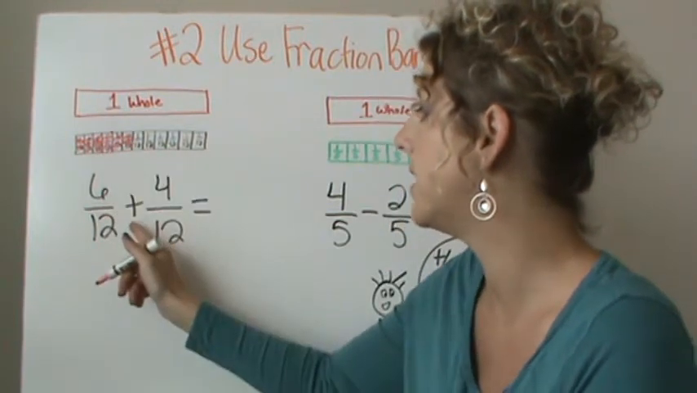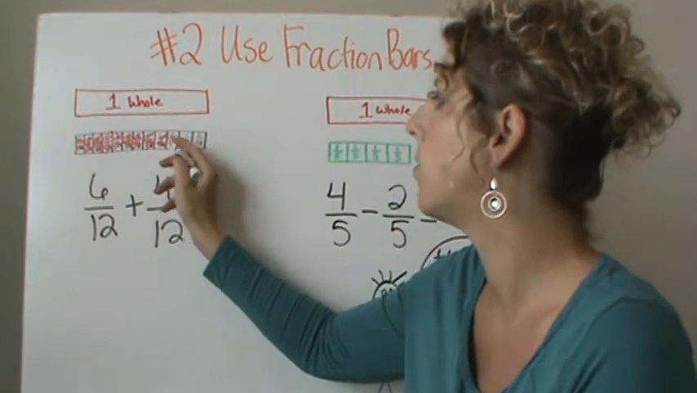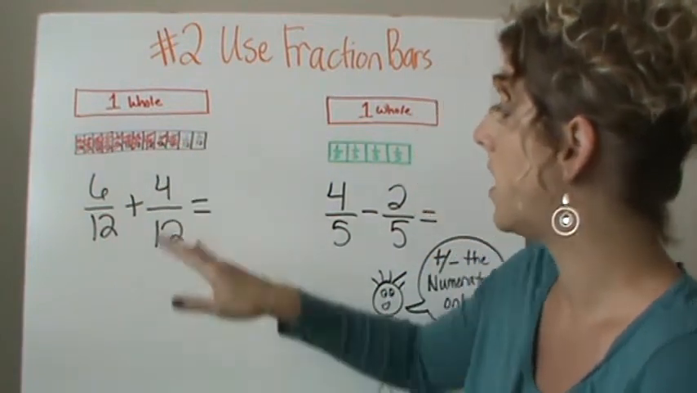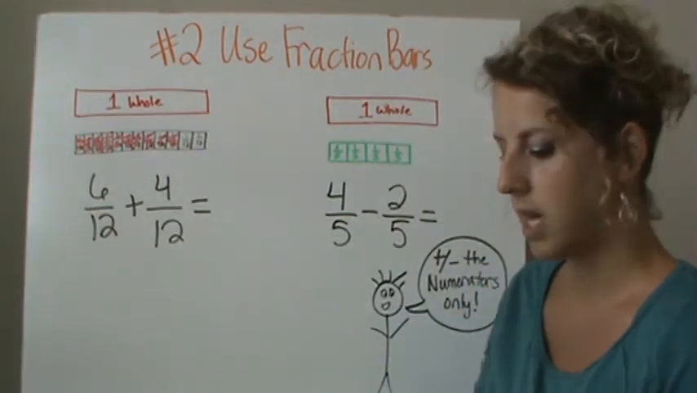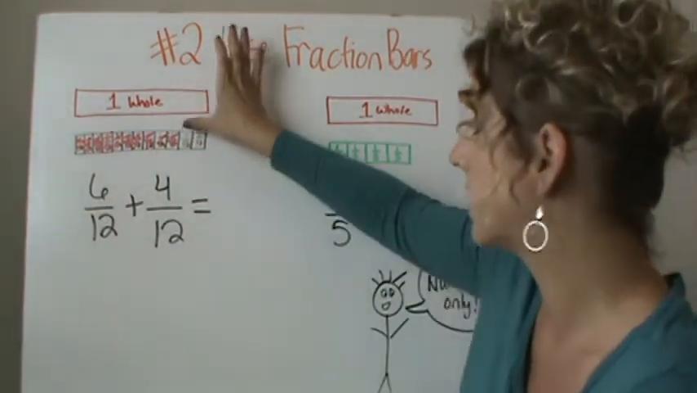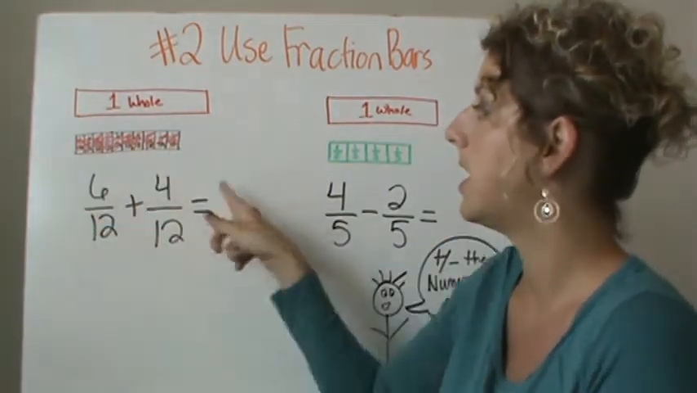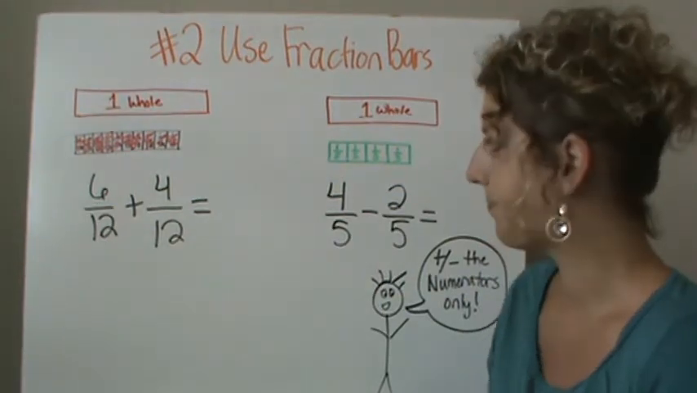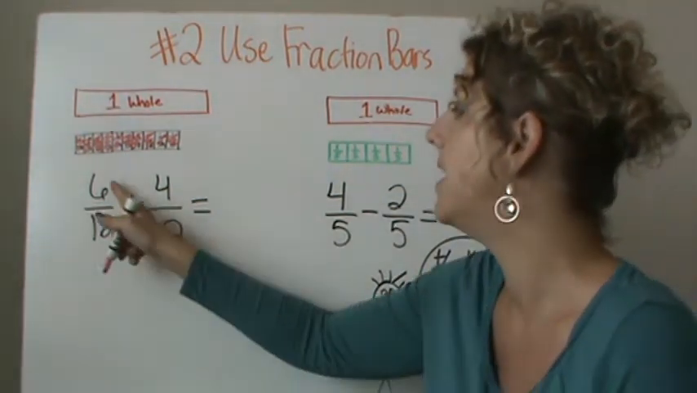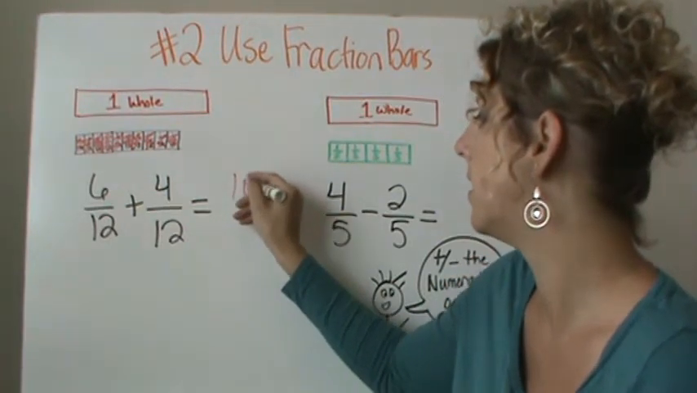Okay, plus 4/12. 1, 2, 3, 4. So I don't even use those; I'm only using the shaded ones. If you were to lay these on your desk, these wouldn't be here at all. You would only lay 10 altogether. You'd lay the 6 and then you would lay the 4. So now you have the numerators: 6 plus 4 is 10.